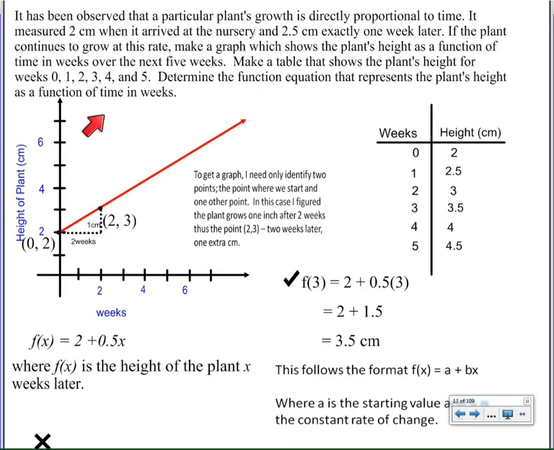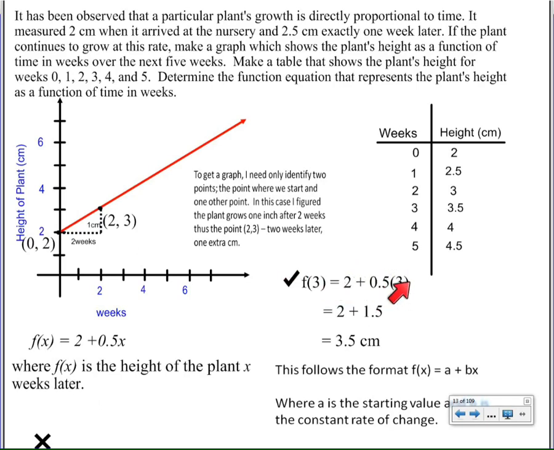Now, what makes this function different is we have a height of a plant and it's growing at a constant rate of a half centimeter every week. Then what makes this different is the plant is starting at a 2 centimeter height. So that changes my function. I still have the rate, which appears to be a half centimeter every week. So that's my rate times the independent variable, the number of weeks. That'll give us total centimeters, plus the additional 2 centimeters we started with.